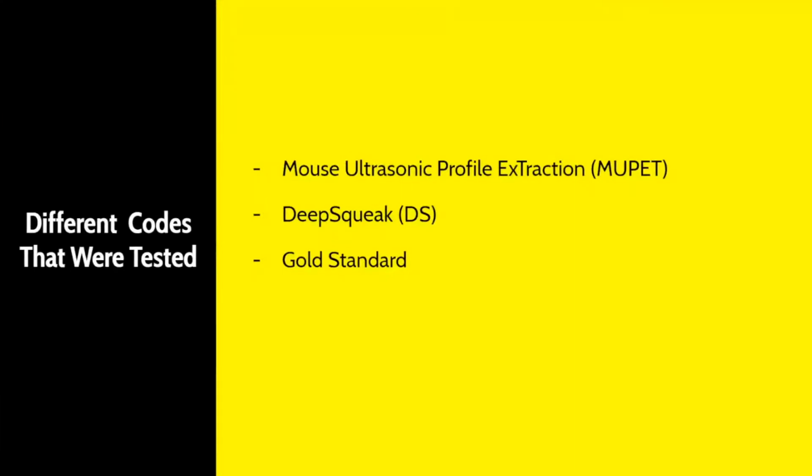And the third one is the gold standard, which is also known as the by eye method, and it is a method that can be used to easily scroll through the sound data and tell if the calls are there or not just by using our eyes.